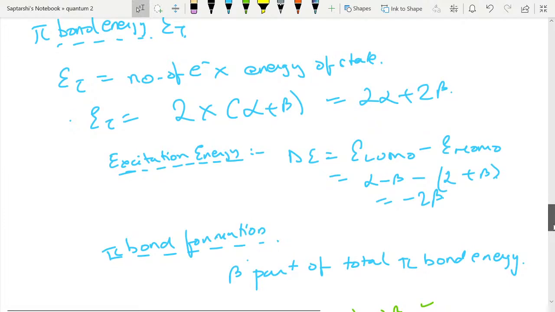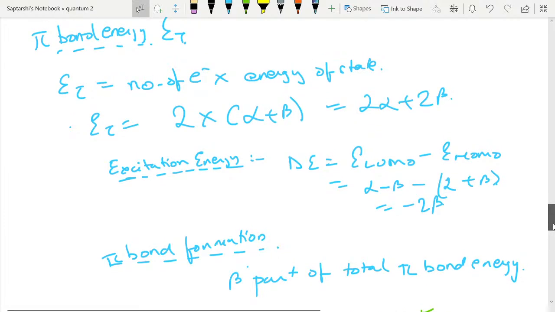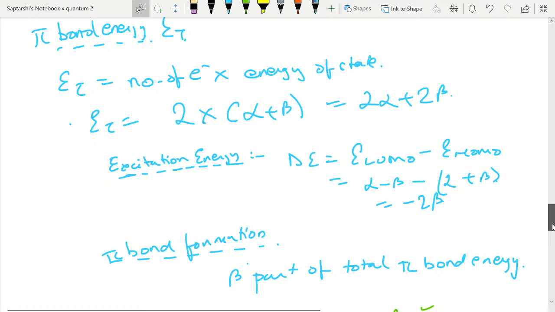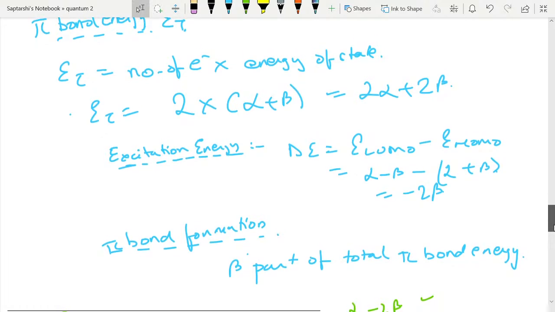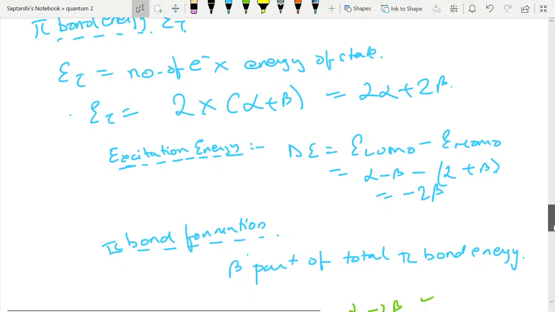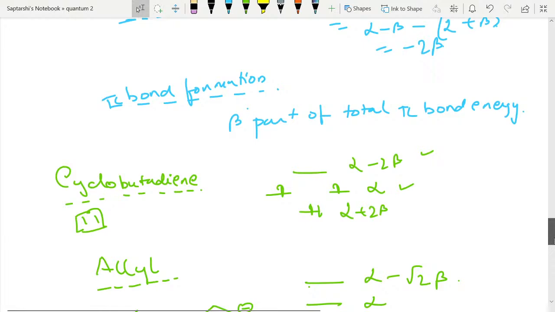So cyclobutadiene has 4 pi electrons, so there will be 4 pi energy levels. The upper ones will be minus, the lower ones will be plus. If the lower one is alpha plus 2 beta, the highest one will be alpha minus 2 beta, and the middle ones will be alpha and alpha. That is the case, right?